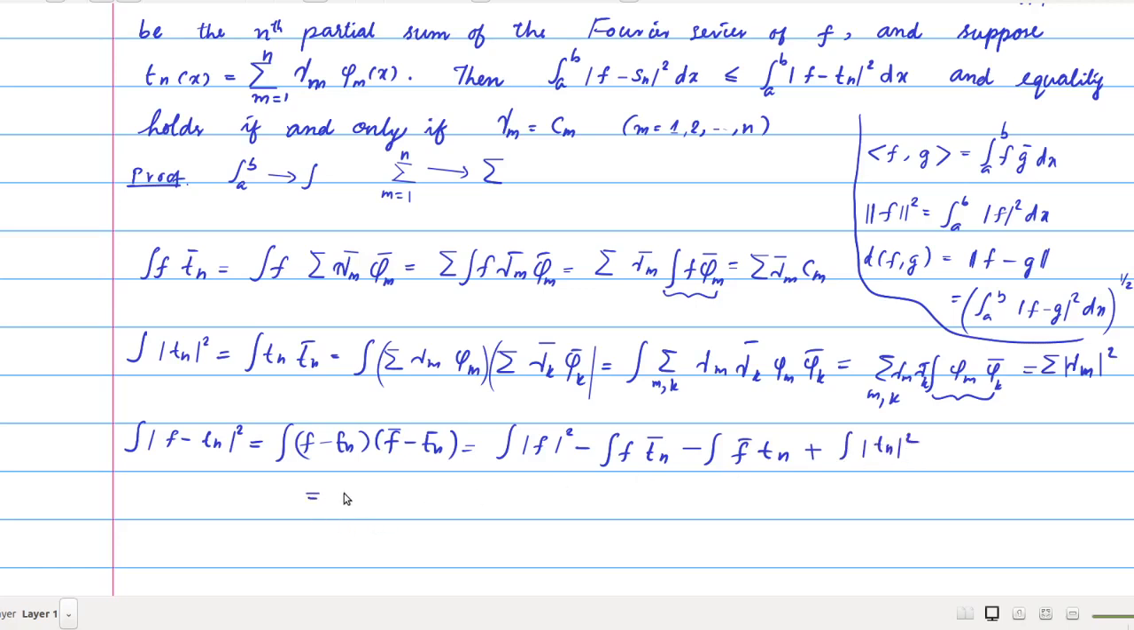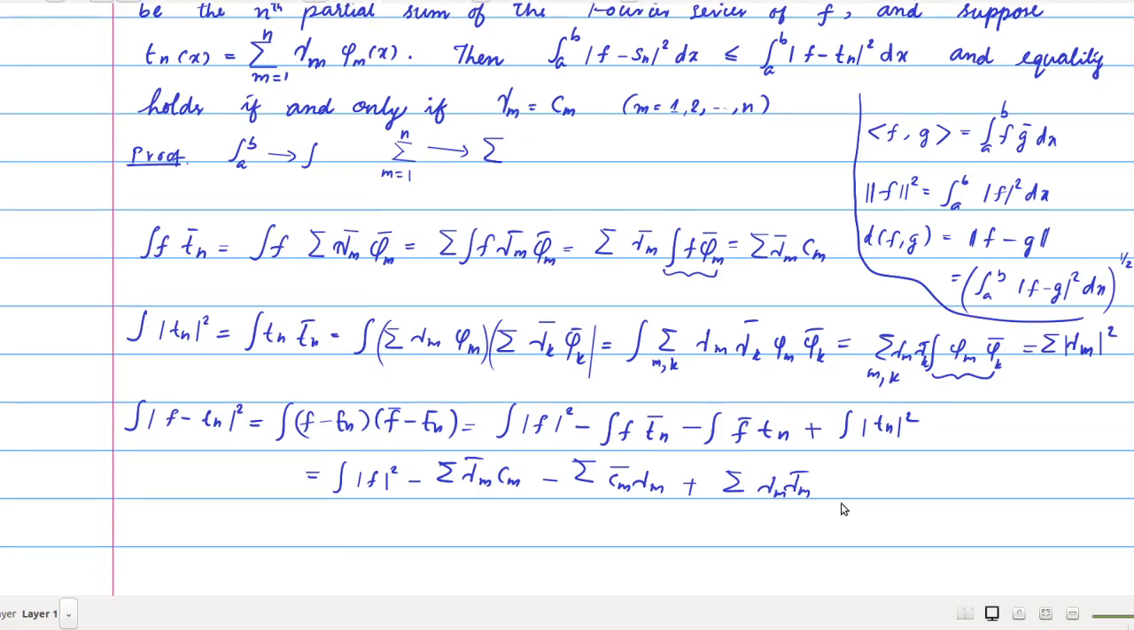Okay, so this is equal to the integral of mod f square minus, we have evaluated the integral of f Tn conjugate. What is the integral of f Tn conjugate? That is the same as summation gamma m conjugate Cm. And this will be the conjugate of this term. The conjugate of the integral of f Tn conjugate is the integral of f conjugate Tn, so we replace this by the conjugate of this one, which will be minus summation Cm conjugate gamma m. And finally we have mod Tn square. The integral of mod Tn square is equal to summation mod gamma m square, so we write it as it is.